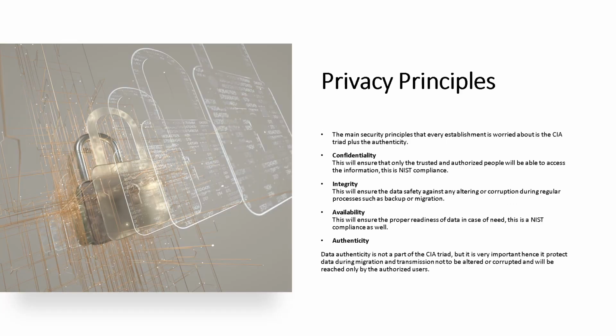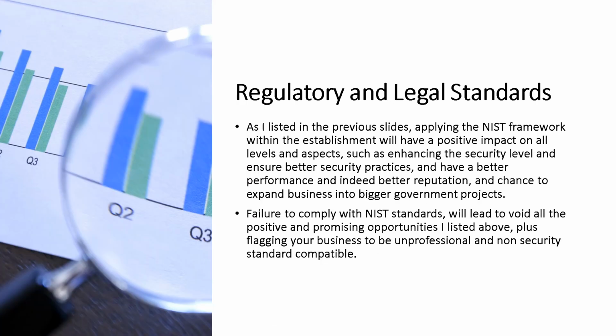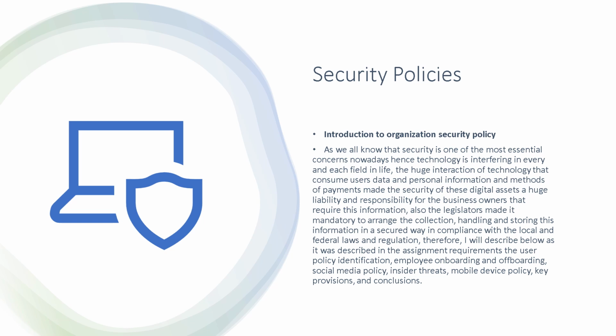Privacy principles: it's all about the cybersecurity triad, the CIA, confidentiality, integrity and availability, and of course the authenticity of the information that we have. Regulatory and legal standards, that is the main purpose of NIST compliance. And it tells you what the consequences are of failing to comply with NIST.